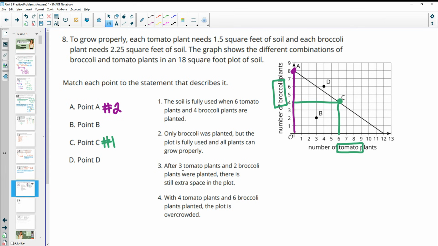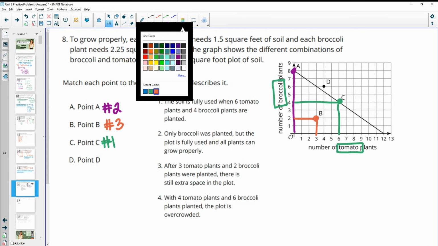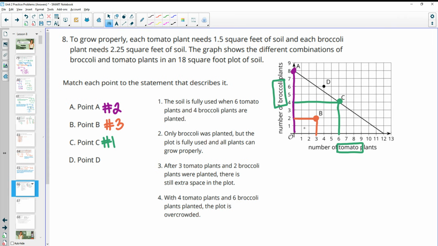Number 3, after 3 tomato plants and 2 broccoli plants were planted. So 3 tomato, 2 broccoli were planted. There's plot remaining. So this means we just haven't planted everything because it's under the line, and that's at point B. So that's number 3, which leaves number 4 to be point D, but let's look anyways. With 4 tomato plants and 6 broccoli plants, the plot is overcrowded, okay, because it's using up too much space for that because it's above the line. So that's point D.